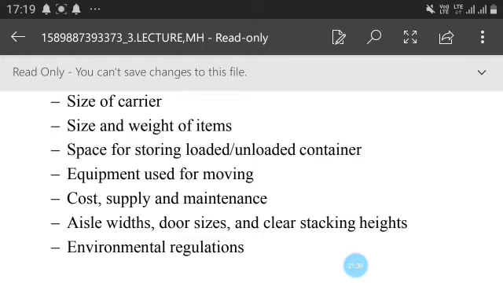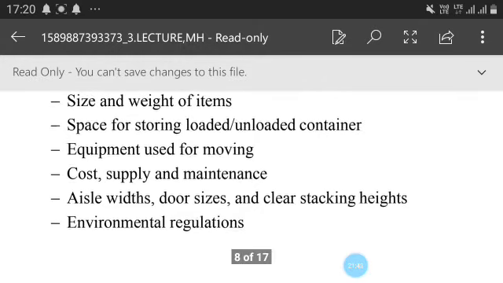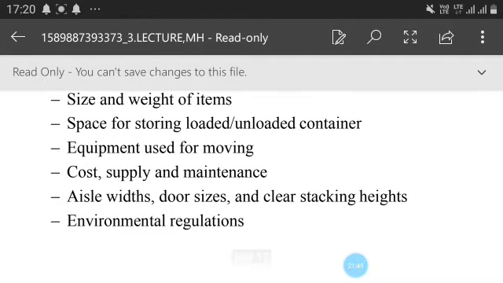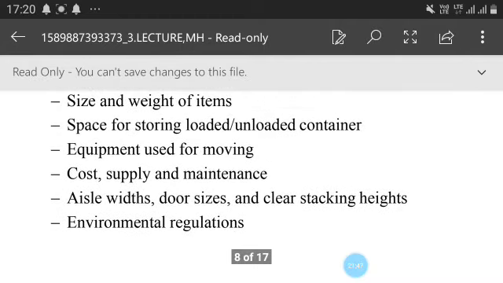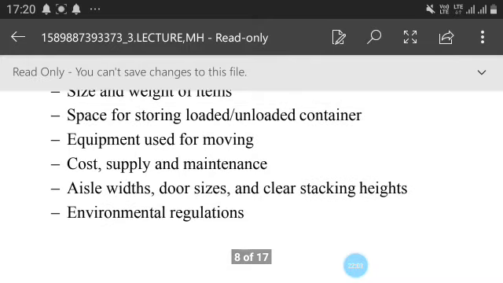And for the space for storing loaded and unloaded containers, a few times the space will be reduced when you use a container. Suppose the seat container: for our first year students, all seats will be put in a seat container, and this can be transferred from one place to another very easily, and no defect will come, and no difficulties will arise.